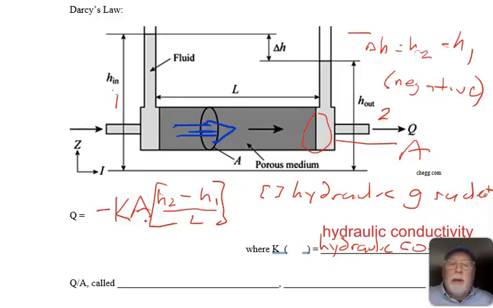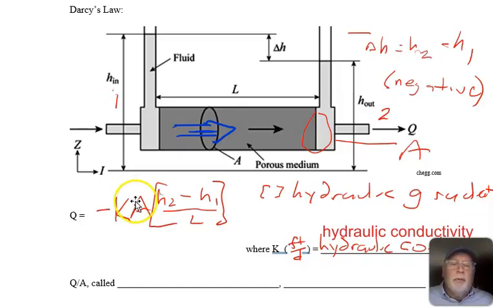K has units. It looks kind of like a velocity. It's not really velocity, but it might have units of feet per day or meters per day, centimeters per second. The number I have in my head for a landfill liner is 10 to the minus 7 centimeters per second. It has to be below that.